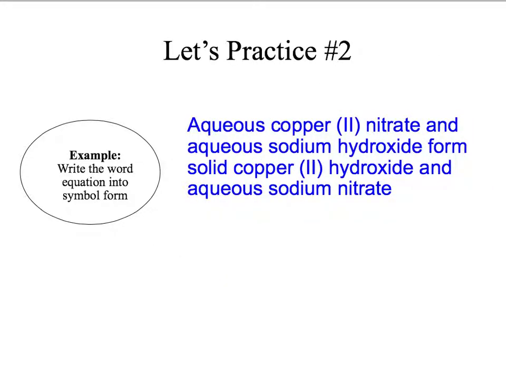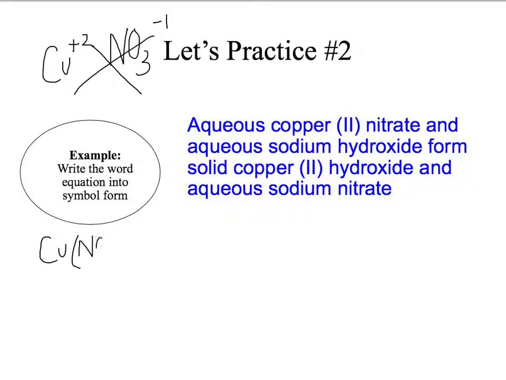Aqueous copper(II) nitrate and aqueous sodium hydroxide form solid copper(II) hydroxide and aqueous sodium nitrate. So I'm going to start by drawing these out. I'm going to do them up at the top. Copper(II) is copper +2. Nitrate is NO3, and the whole thing has a charge of -1. The charges don't cancel, so we crisscross. It becomes Cu(NO3)2. And it's aqueous, so we write AQ.